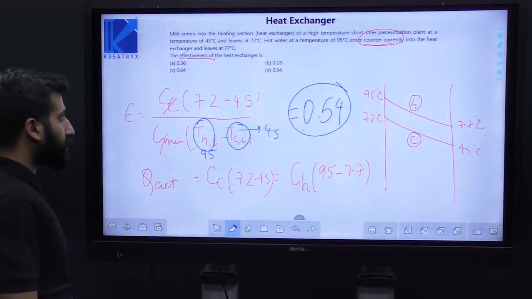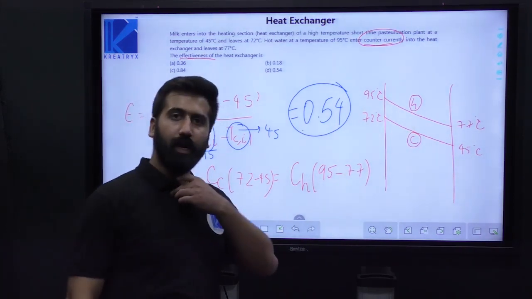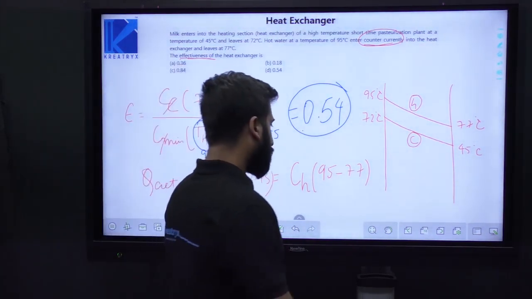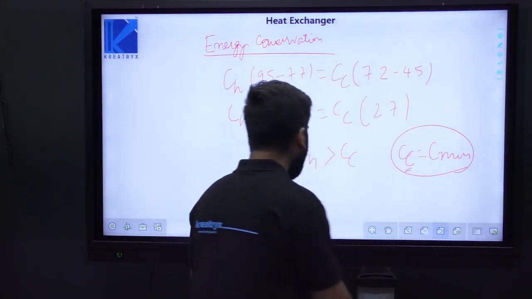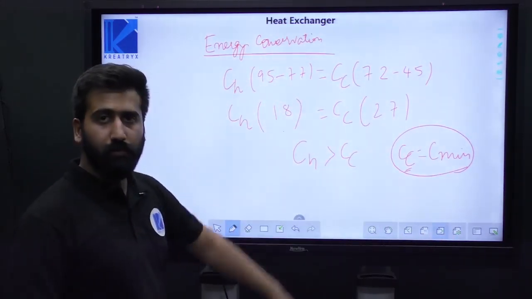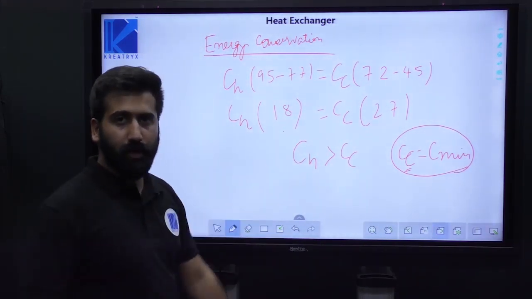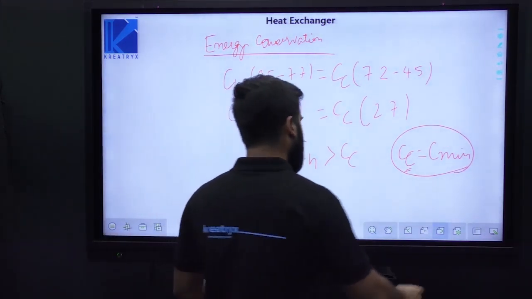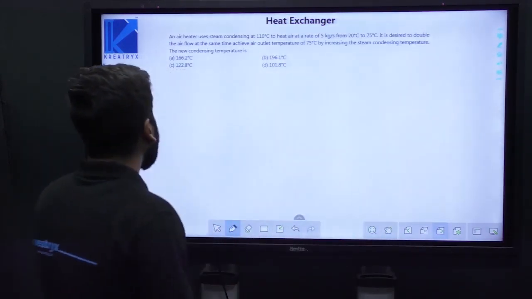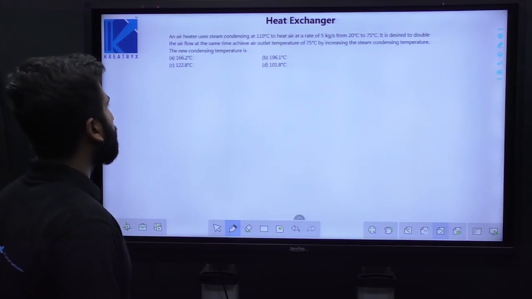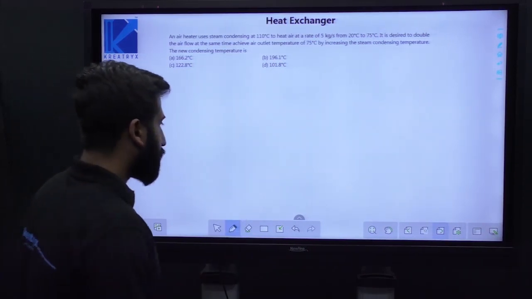Nice question again, because no data was given regarding the specific heat capacities or mass flow rate. So again, this energy conservation is very important. This will actually be involved in many of the questions that you'll solve in heat exchangers. So this is again a nice question. If you want to try it, you can try it yourself first.